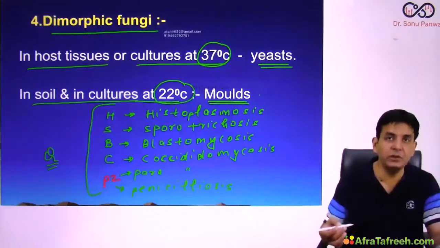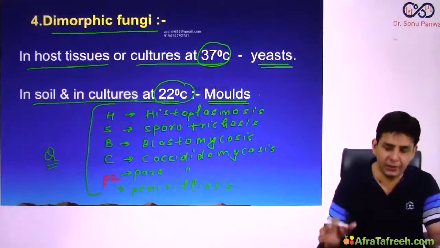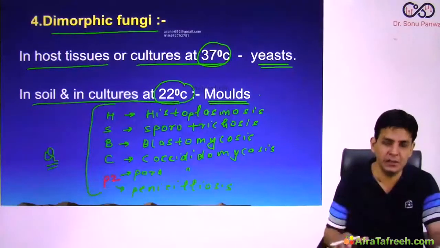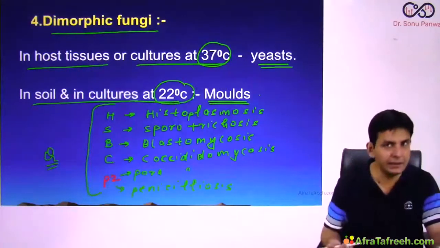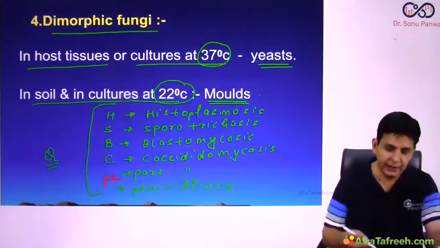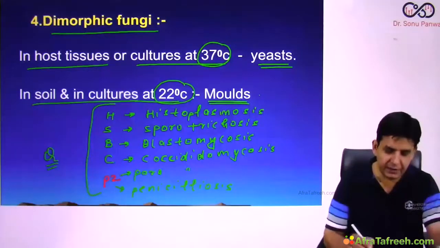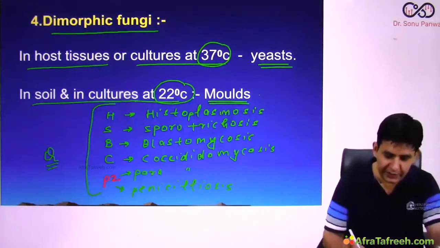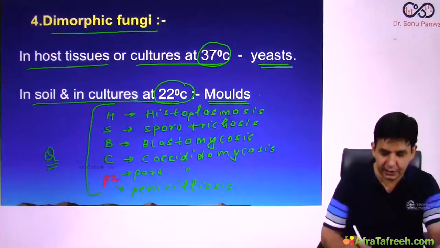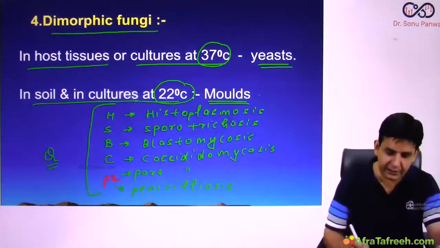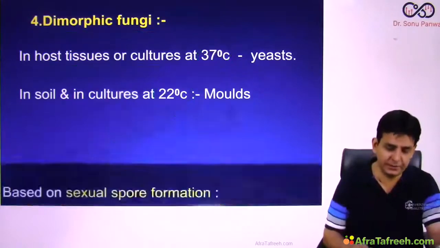Okay, and mold is cold. You just remember 25 or 22 karat gold: at a lower temperature they are molds, and at a higher one they are yeast. And what is the mnemonic? This mnemonic is HSBC P square: histoplasmosis, sporotrichosis, blastomycosis, coccidioidomycosis, paracoccidioidomycosis, and penicilliosis.